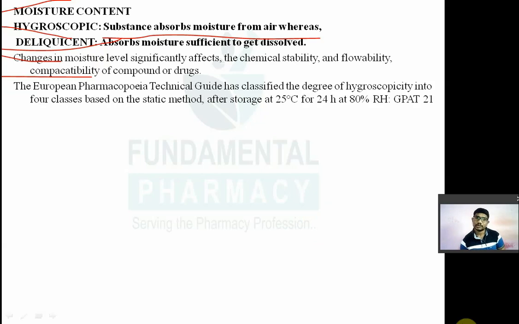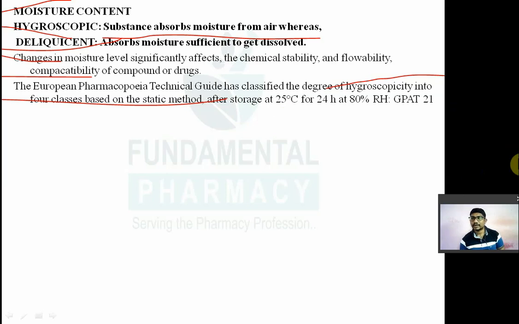Now इसके ऊपर GPAT में क्वेश्चन आ चुका है ऑलरेडी. As per the European Pharmacopoeial Technical Guide, they have classified the degree of hygroscopicity. आपका कंपाउंड कितना हाइग्रोस्कोपिक है उसके ऊपर, they have classified the compound into 4 classes based upon the static method. उन्होंने कंपाउंड को 4 कैटेगरी में डिवाइड किया है: slightly hygroscopic, hygroscopic, very hygroscopic, deliquescent. This is after storage at 25 degrees Celsius for 24 hours at 80% relative humidity.